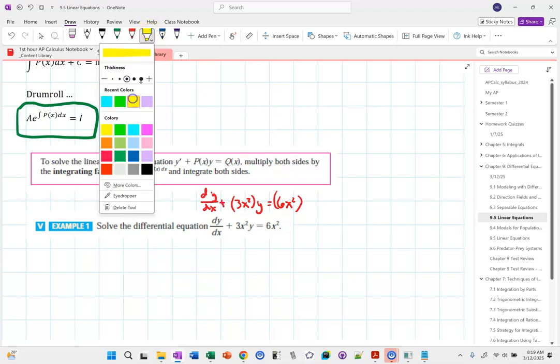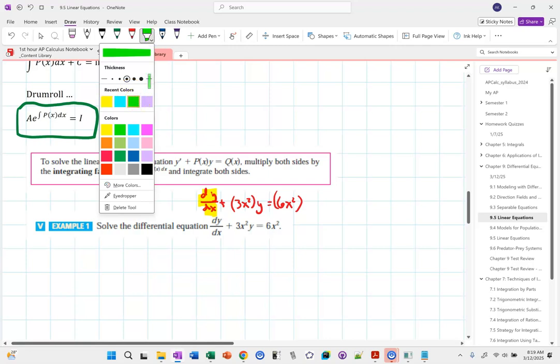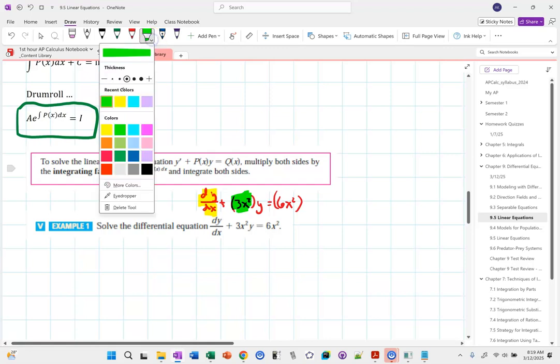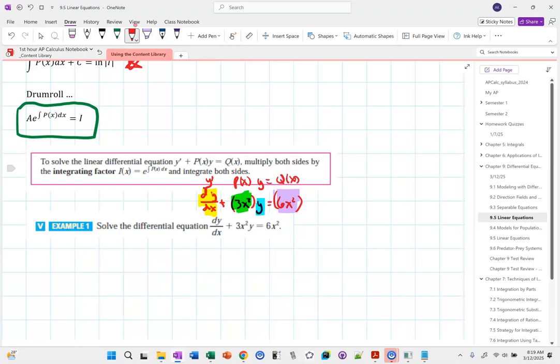So again, first thing I'd want to do is confirm that I'm in a first order linear differential equation. So there's my dy dx. Here's my P of x times y equals Q of x. Everybody feel good?